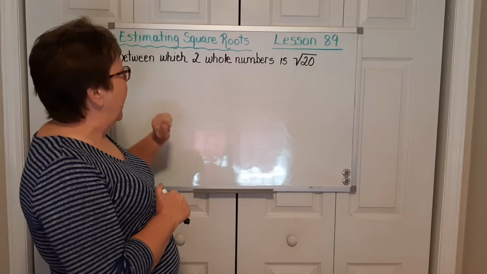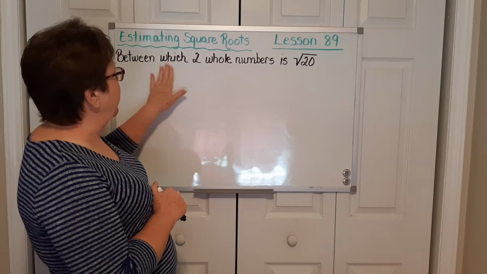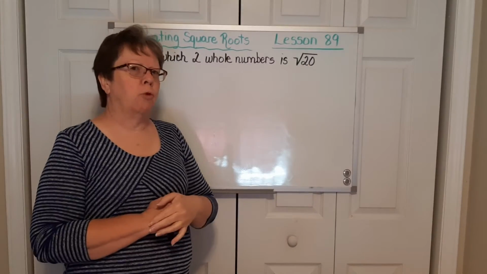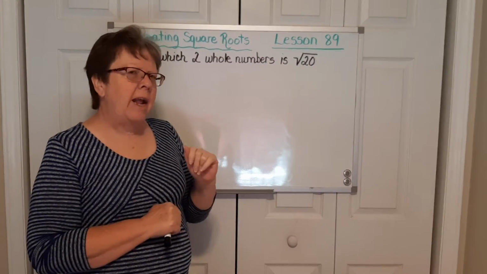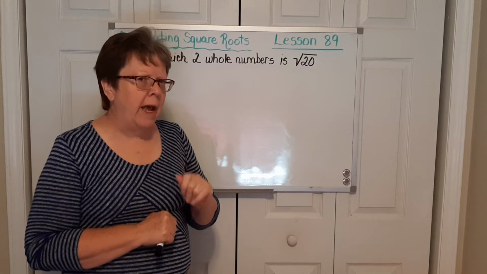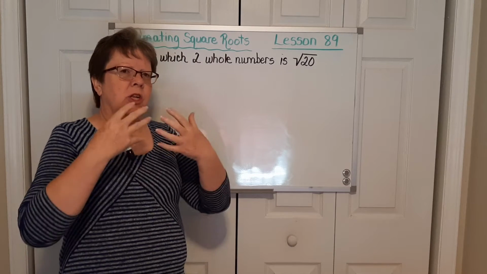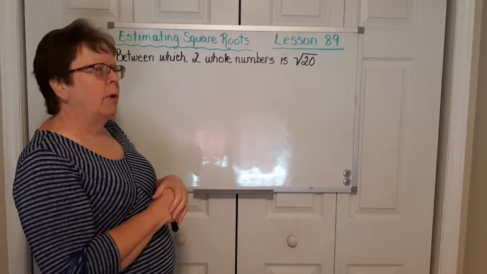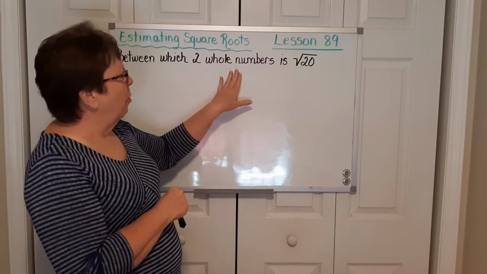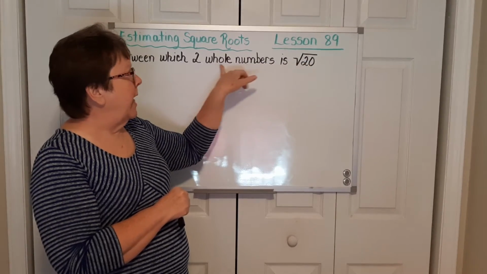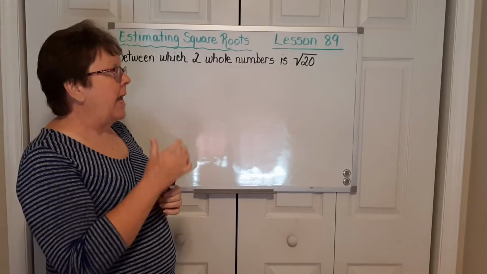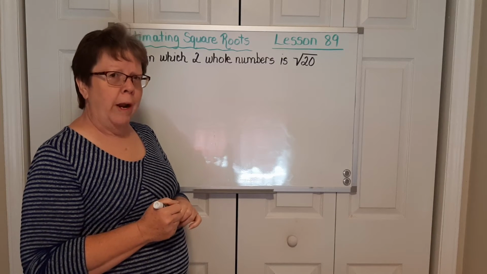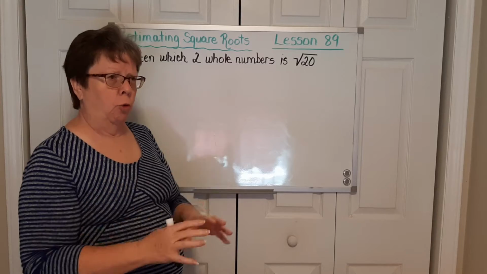Okay, here we have a problem that says between which two whole numbers is the square root of 20. Now look at this. It's not asking us to find the square root yet, okay? It's giving us a step to be able to get there eventually, okay? So what I'm going to do to find out which two whole numbers the square root of 20 is between is start listing our whole squares, our perfect squares.